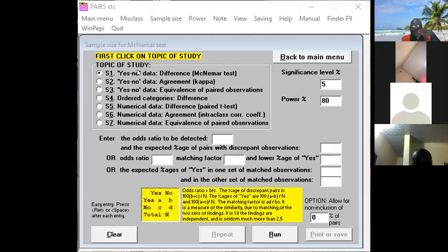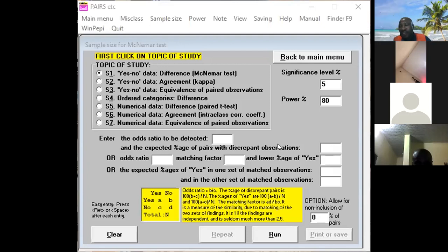Okay. So this one is for McNemar chi-square. Now, enter the odds ratio to be detected. That one is clear. But under it, the expected percentage of pairs with discrepant observation. So these two have to go together. How do you get the expected percentage of pairs with discrepant observation? It's very simple. Most of the time, that is the minimum expected difference we talk about. That's the minimum expected difference.